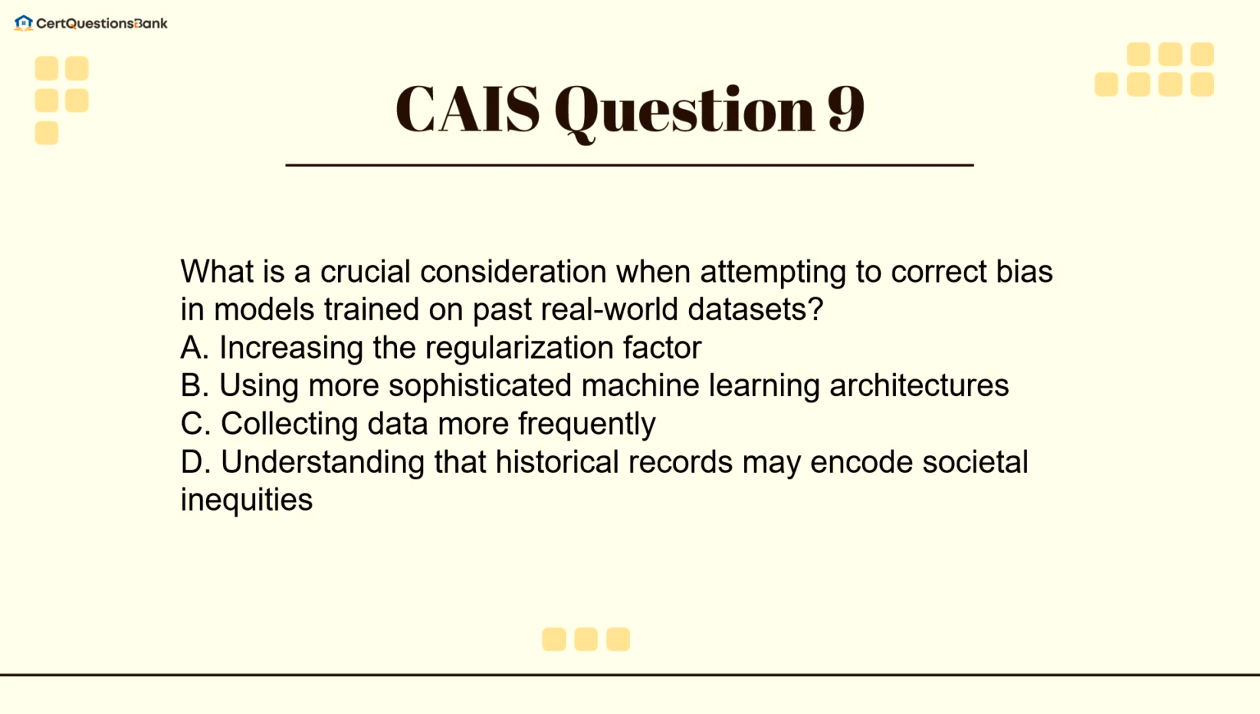What is a crucial consideration when attempting to correct bias in models trained on past real-world datasets? A. Increasing the regularization factor. B. Using more sophisticated machine learning architectures. C. Collecting data more frequently. D. Understanding that historical records may encode societal inequities.